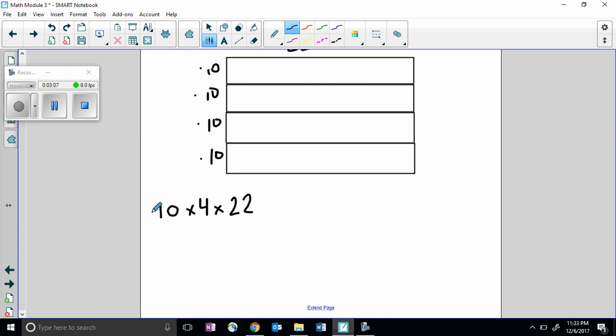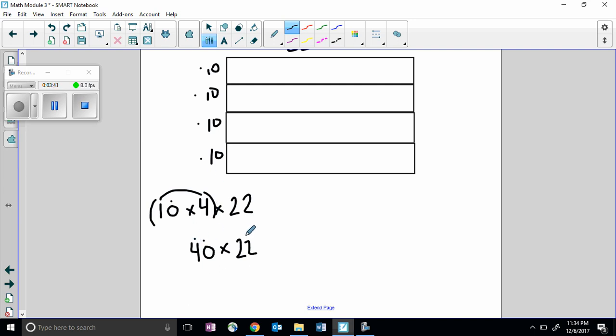I want you to look at something. So, we know this. We know what 10 times 4 is. Because 1 times 4 is 4. And then we put a 0 in. Now we're going to multiply by 22, because that's the only thing that's left. We've already done this. When you see parentheses, that means you do what's on the inside first.